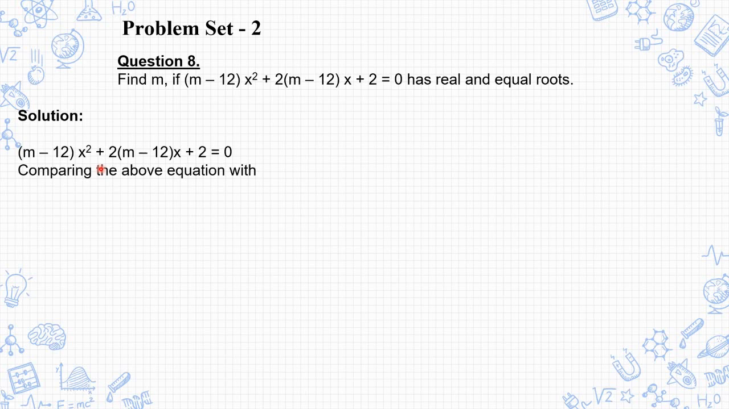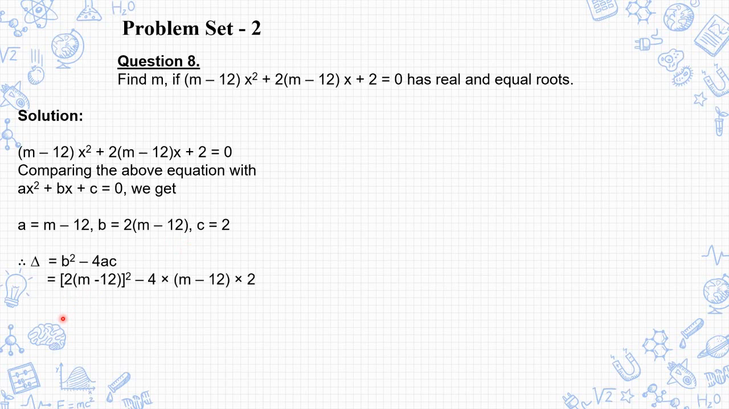Comparing the above equation with the general form, ax squared plus bx plus c equal to 0, we get a is equal to m minus 12, b is equal to 2(m minus 12), and c is equal to 2. Now if we find the value of the discriminant b square minus 4ac, we'll get 2 into (m minus 12) the whole square minus 4 into (m minus 12) into 2.